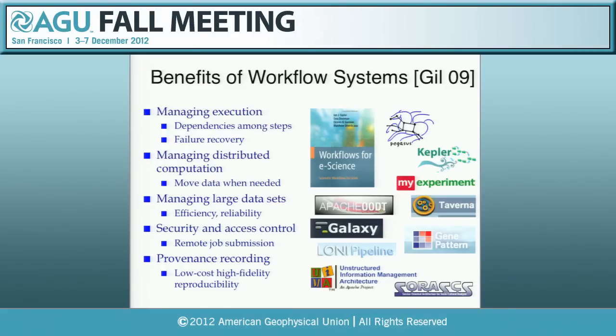So if you find yourself in a situation where a job failed in the middle of your computation, and you have a complicated script that fired off that job, how do you recover from that failure? That's something that workflow systems can do for you. They can also move the data where you need to do the computations. They can farm computations to different resources. They can manage large data sets efficiently and reliably.